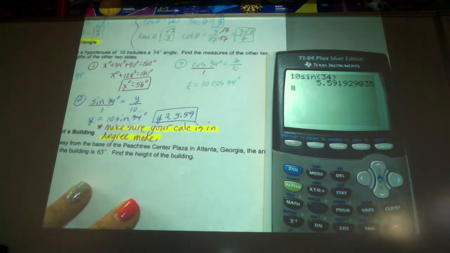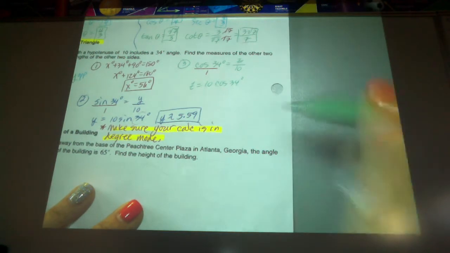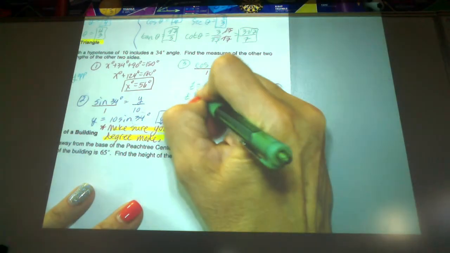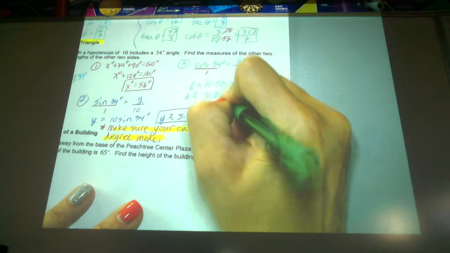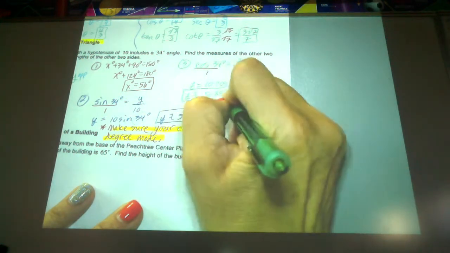So I'm going to hit the 10 cosine of 34. And what do I get? 8.29. And that's an approximation. So z is approximately equal to 8.29. And that completes all 6 parts.